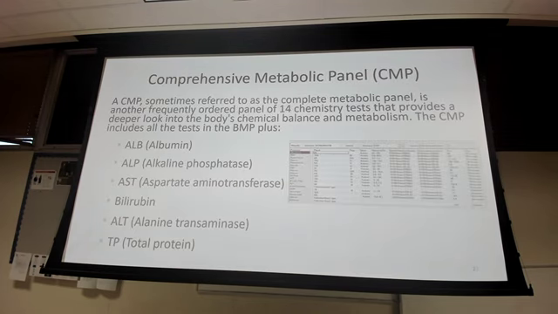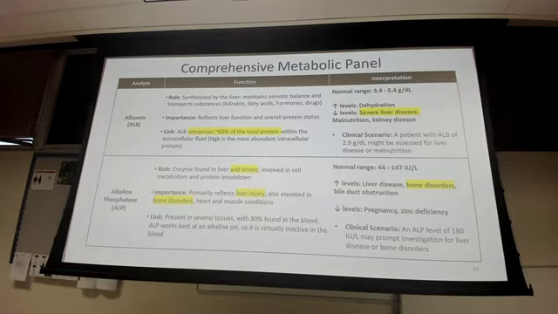Okay, CMP, we talked about that in block 1, right? Albumin, alkaline phosphatase, aspartase, bilirubin, ALT, TP. Right. Another important slide. Albumin comprises 60% of total proteins. An increased level you see in dehydration, there's that term again, and in decreased levels, severe liver disease.